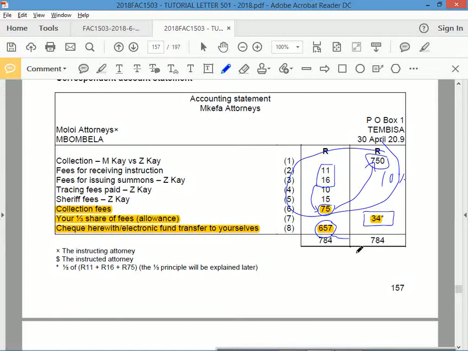Okay, so I need a calculator. Let me just use this. Okay, this was the 75. So if you're looking at this example, this 657 is representing the transfer.